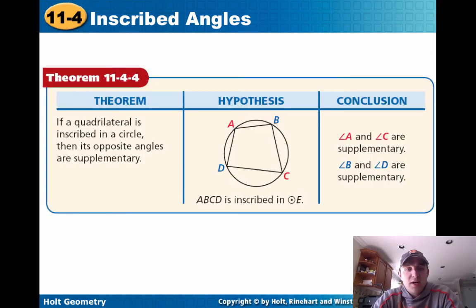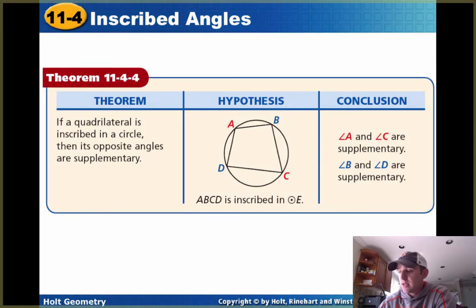Our last theorem here: if a quadrilateral is inscribed in a circle, and it's inscribed if all four vertices touch that circle, are on the circle, then the opposite angles are supplementary. So that means A and C are supplementary, B and D are supplementary. Anytime you see this figure, this is going to happen. So let's talk about why this is the case.